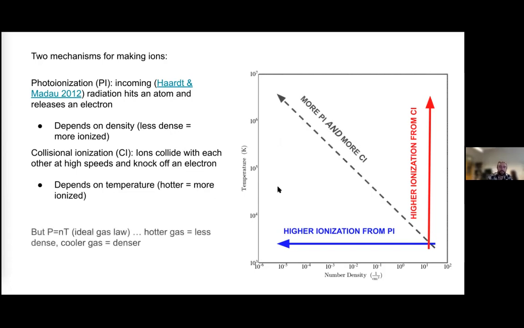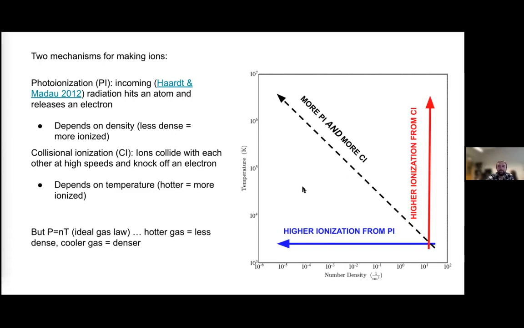And so the problem is that these go the same direction. If you're on, let's say, a line of constant pressure following the ideal gas law, hotter gas is also going to be less dense, and cooler gas is going to be denser. So if you're just talking about photoionization, you'll say, oh, okay, oxygen 6 or neon 8 or other high ions are going to live in these low density clouds. But if you're talking about collisional ionization, you'll say high ions live in hot clouds. And the thing is, you'll be talking about the same cloud, because your hot clouds are also going to be low density.